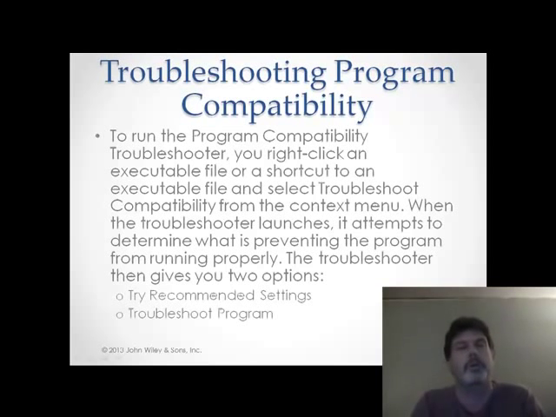You simply right-click on a specific executable file, or even the shortcut of the file will be sufficient, and then select Troubleshoot Compatibility, and then the troubleshooter will launch. Now when it launches, you're going to get two options. First of all, it's going to try to do a quick check on the program, and then it's going to try to give you some recommended settings. The other option is to run the advanced troubleshooting option.